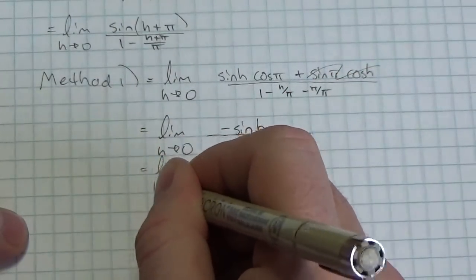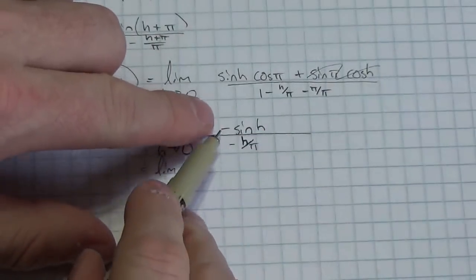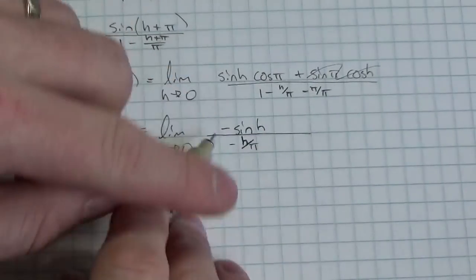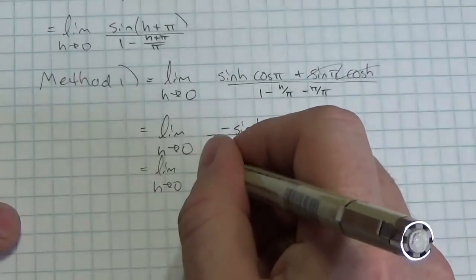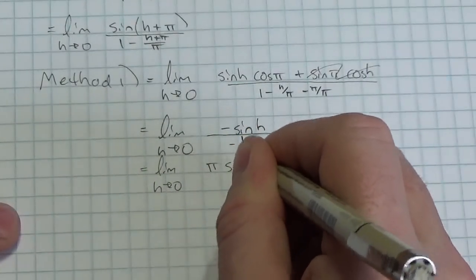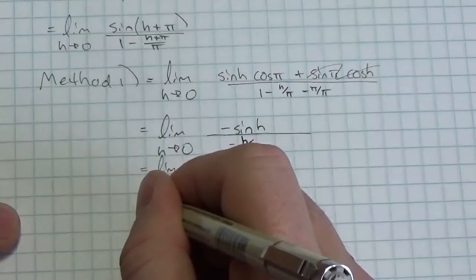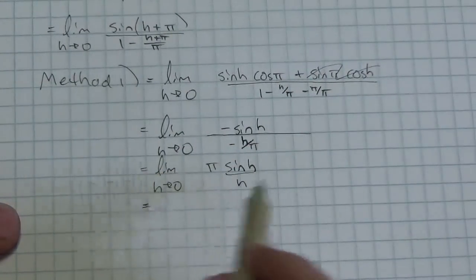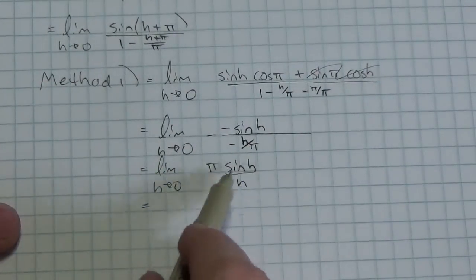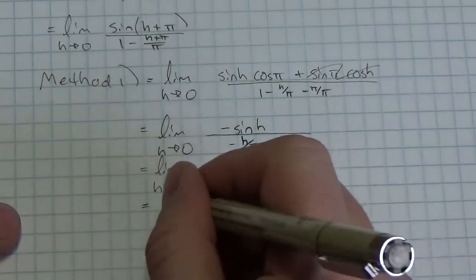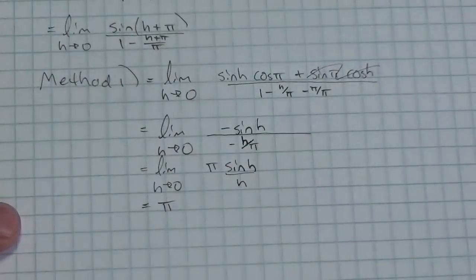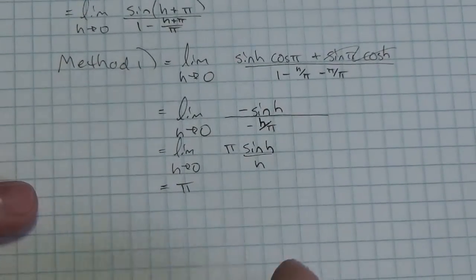This will now be the limit as h approaches 0. The negatives are going to cancel, and I'm going to multiply by the reciprocal of the denominator, so pi sine of h over pi, and now I've got this sine of h over h. I know that that's going to go to 1, and that leaves me with pi. There's my limit.